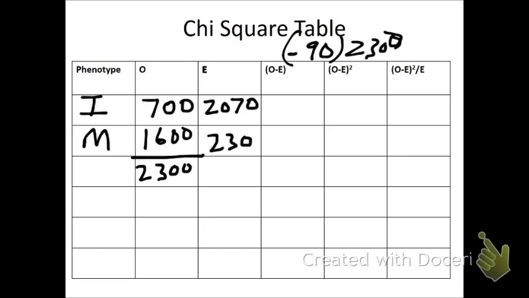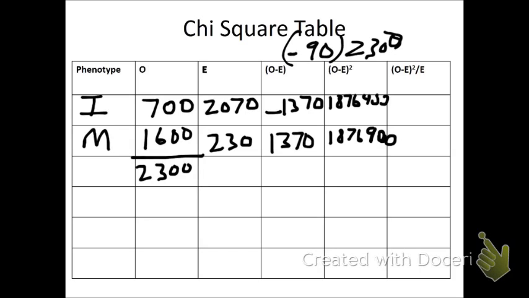To finish chi-square, we're just going to follow our column labels. So O minus E, 700 minus 2,070, we're going to get negative 1,370. In the mitosis row, 1,600 minus 230, we'll get positive 1,370. All right, then we have to square O minus E squared. So that gives us 1,876,900. And that comes out to be the same here, 1,876,900.